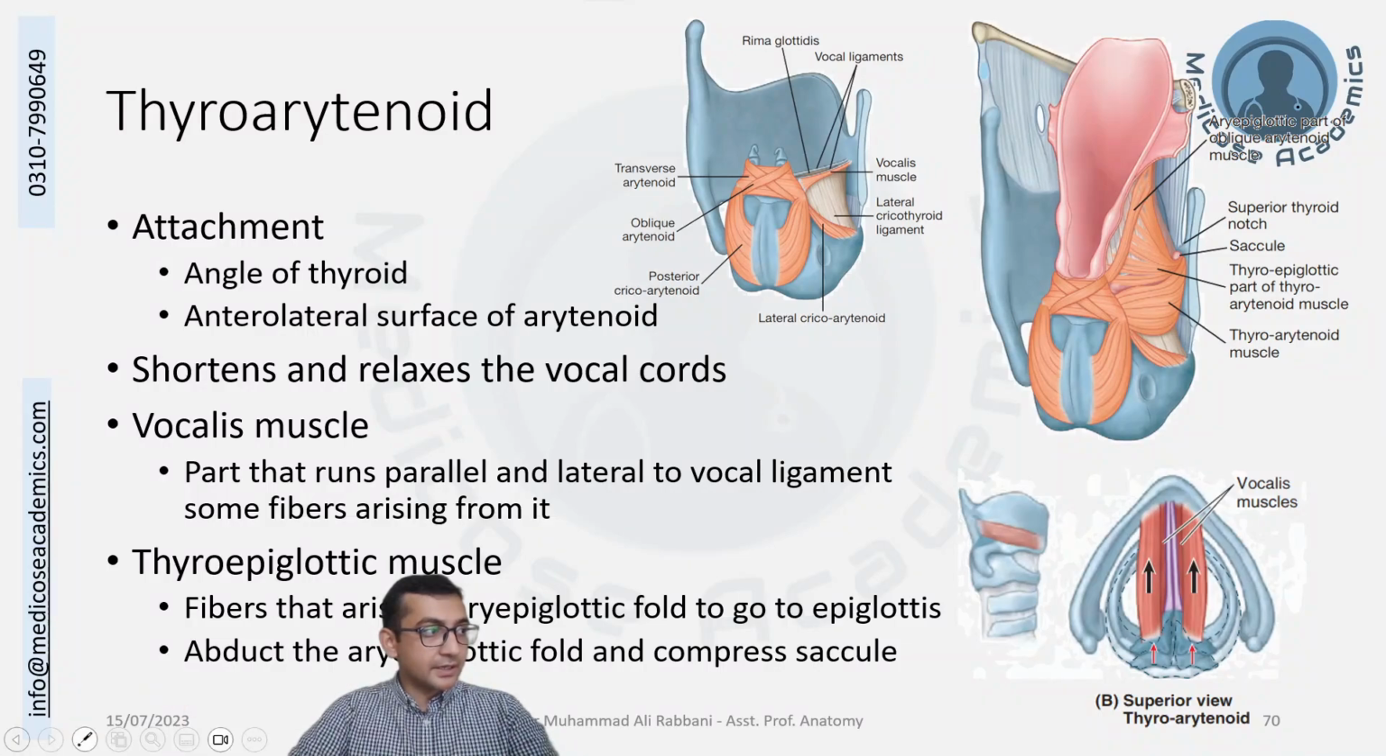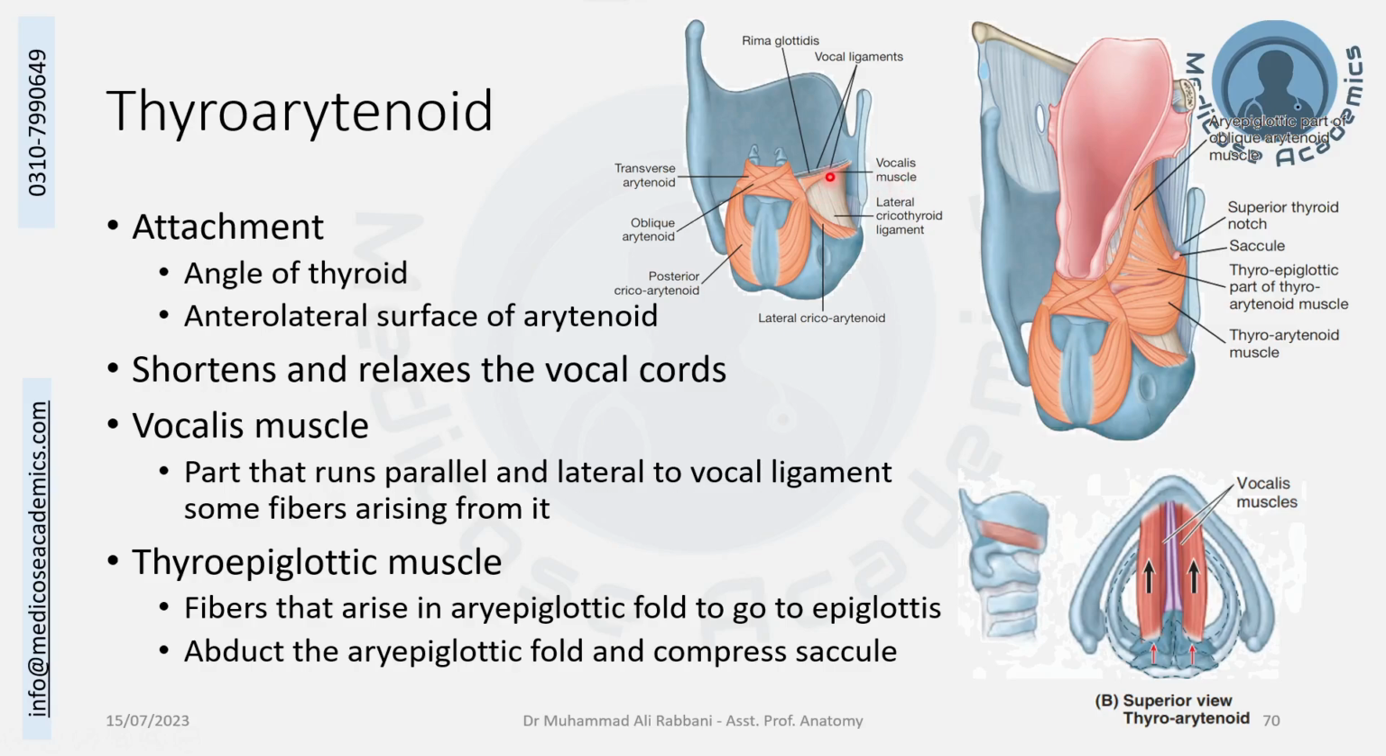It is basically running roughly parallel to the cricovocal ligament, the cricovocal membrane, and the uppermost part of this thyroarytenoid muscle is known as the vocalis muscle. So it is running between the thyroid cartilage in front and the arytenoid cartilage in the back, and the topmost process, where it is attached to the thyroid cartilage here and the arytenoid cartilage here, is the vocalis muscle.